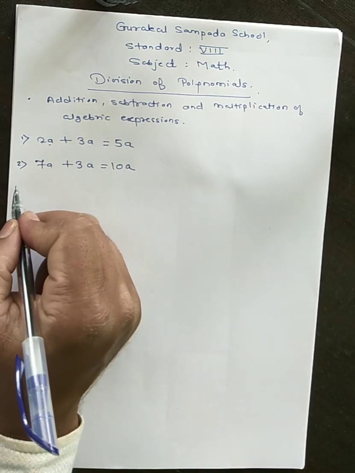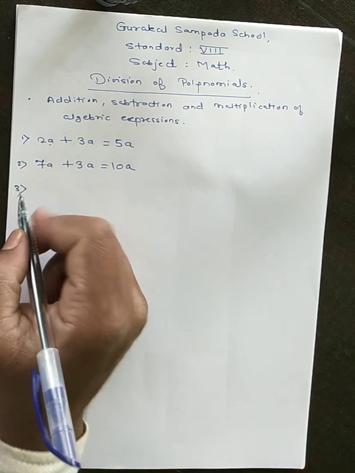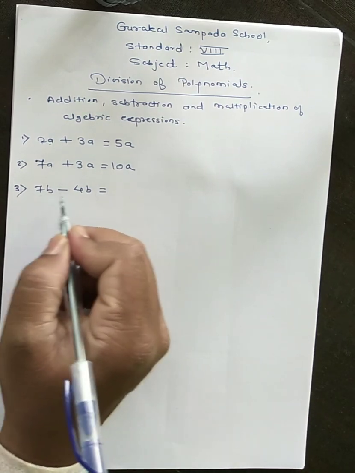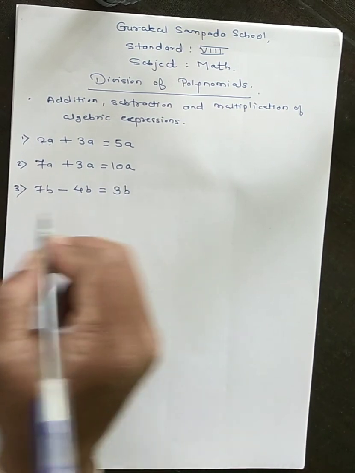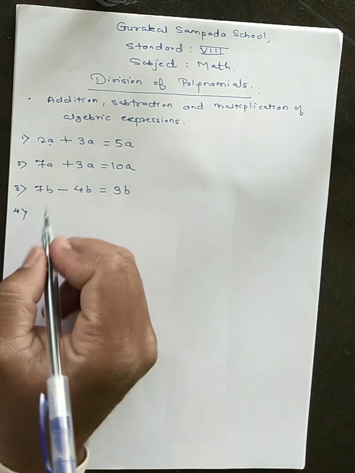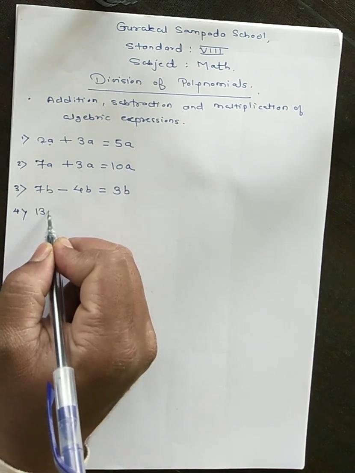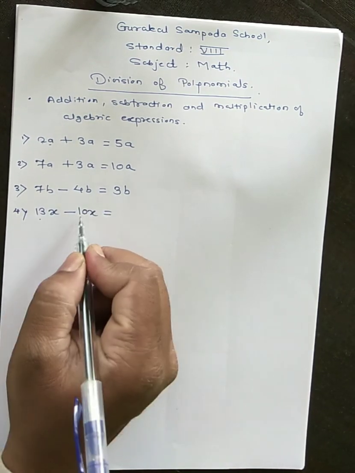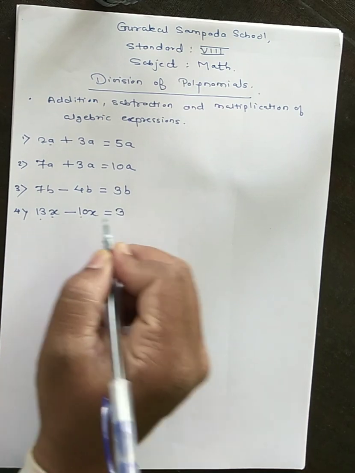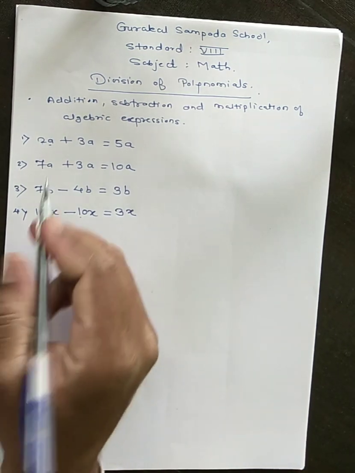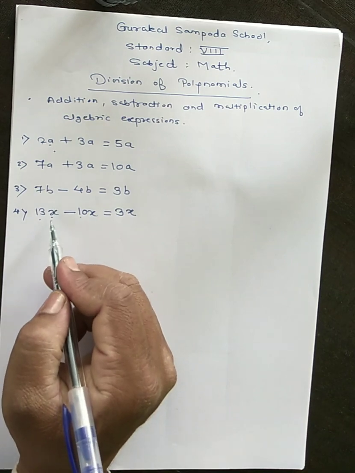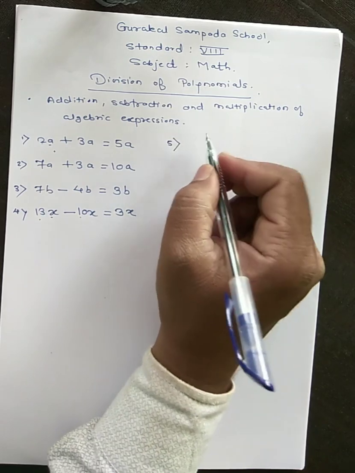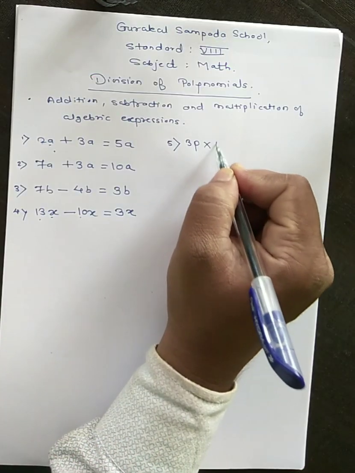Third one, consider the example of subtraction. Suppose 7b minus 4b. So again the coefficients, 7 minus 4 is 3, and the variable is b. Then the fourth one, suppose 13x minus 10x. So 13 minus 10 is 3 and the variable is x. So here is the addition, and here is the subtraction.